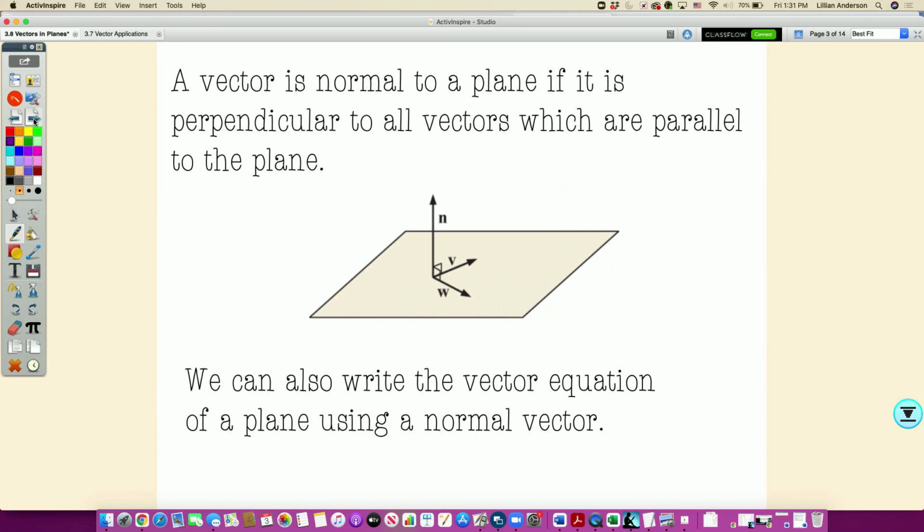Now, a vector is normal to a plane if it's perpendicular to all vectors that are parallel to the plane. And you have this image here that's already drawn for you to represent that. So in this diagram, you see N is a vector that's normal to the plane. It's perpendicular to the vectors that are parallel to the plane, aka on the plane.